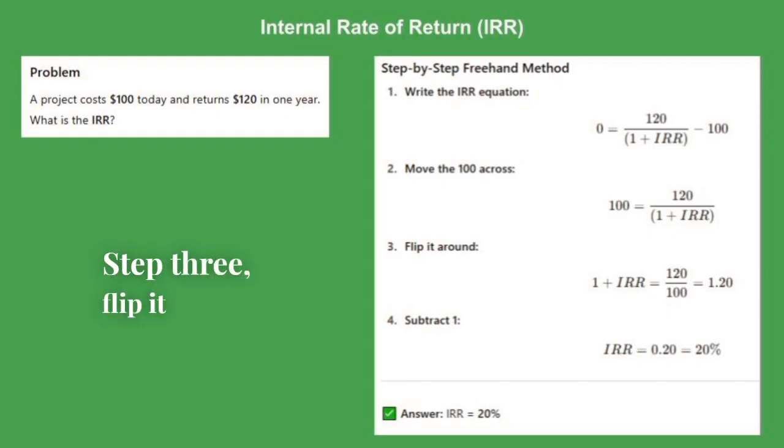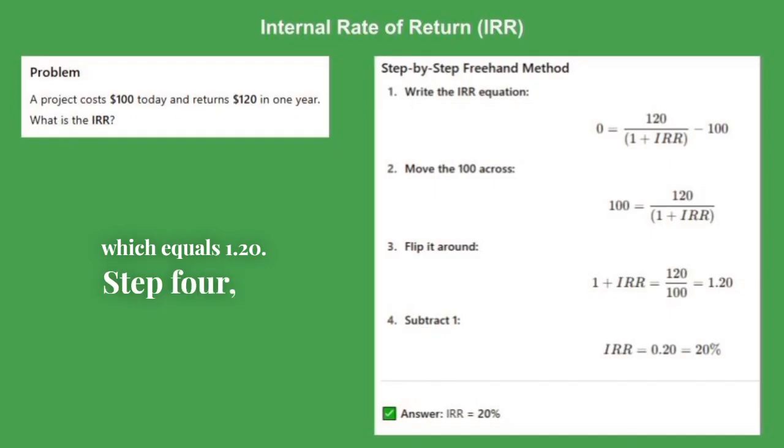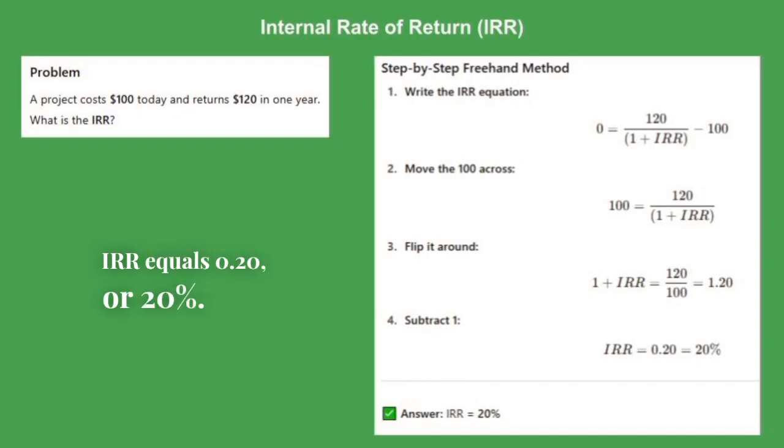Step 3, flip it around. 1 plus IRR equals 120 divided by 100, which equals 1.20. Step 4, subtract 1. IRR equals 0.20 or 20%. So the internal rate of return for this project is 20%.